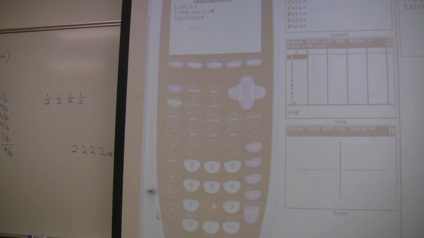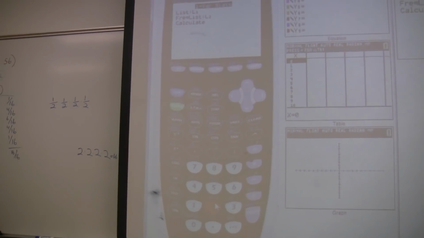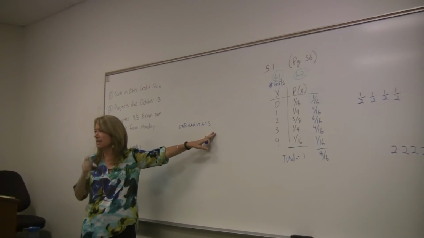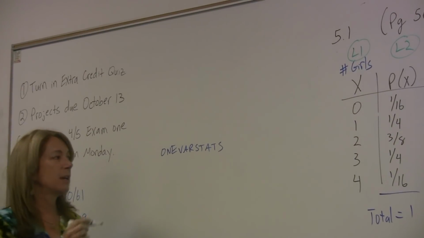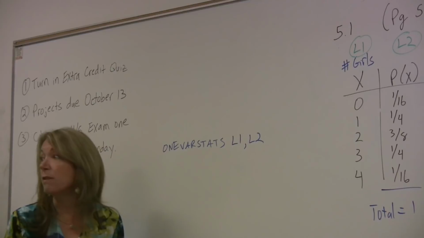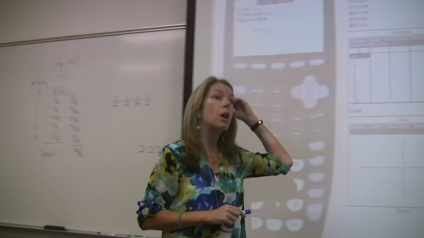If you don't have this screen and all you have is 1-bar stats typed on your screen, I can't show you yet what it'll look like. It's going to disappear. Some of you have the calculator that only just says 1-bar stats. It doesn't have this pretty screen. One second, Kirsty. Then you're going to type in L1, comma L2 right after that before you hit enter.